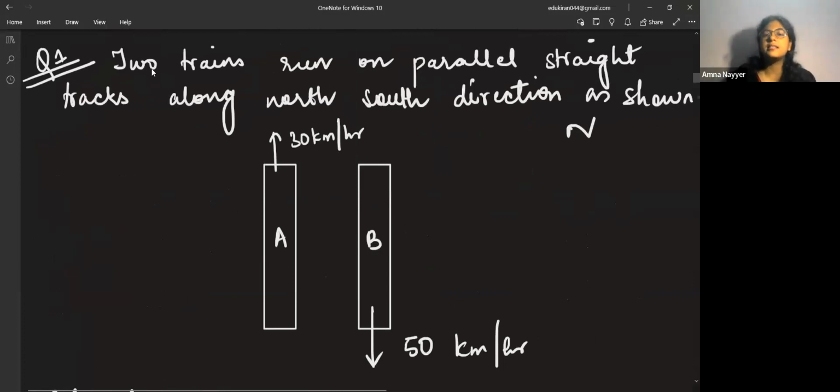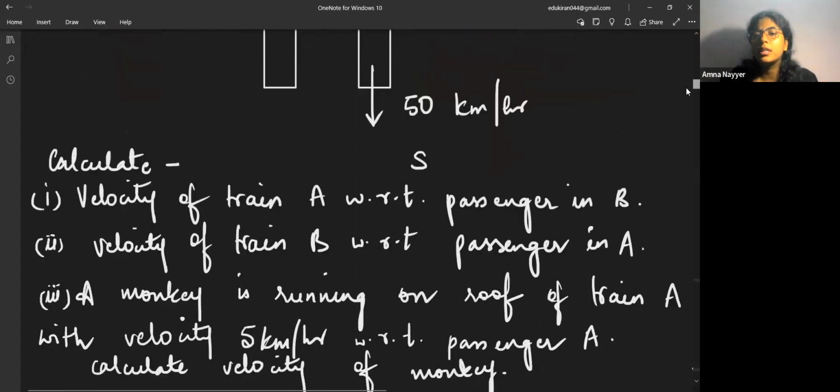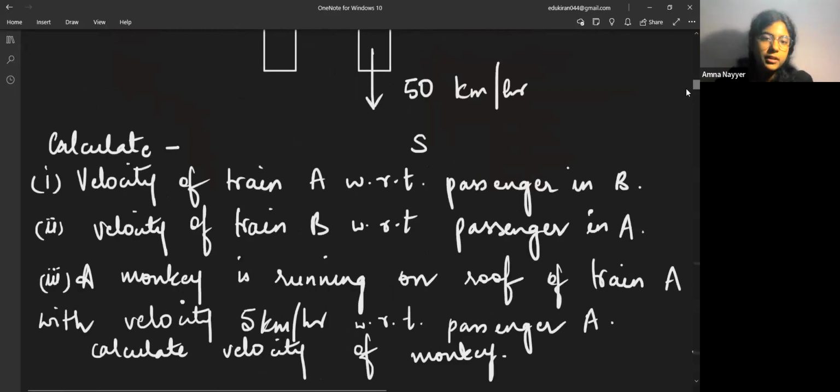See, this question says that two trains run on parallel straight tracks along north-south direction as it is shown in the figure. Okay, already the figure is given to you. One is moving towards north with velocity 30 kilometers per hour and another is moving towards south with velocity 50 kilometers per hour. So the question is saying, calculate velocity of train A with respect to passenger in B.